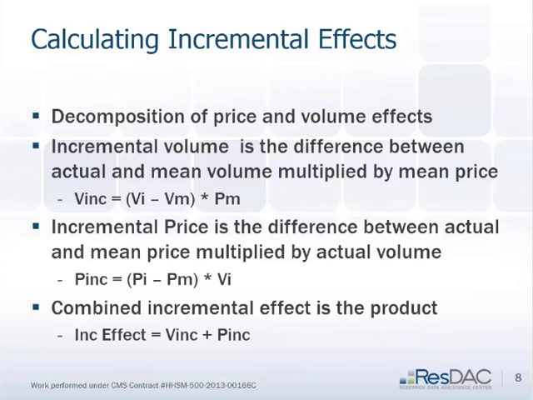Let's say your volume is 110 and the mean is 100, then you'd have a 10, and then you multiply that by the price. If the price was 50, then that would be a $500 effect of the volume. And we do the same thing for price. If you're below the mean, then that'll be a negative effect. So if you have a bunch of positive effects, you certainly end up with an overall positive incremental effect. Similarly for the negatives. But if you have some positives and negatives, there'll be some offset of those to come up to where you are.